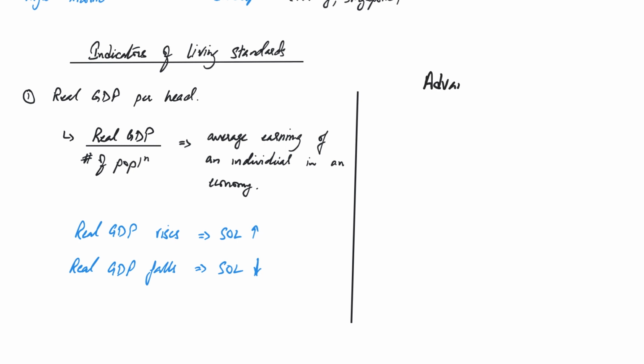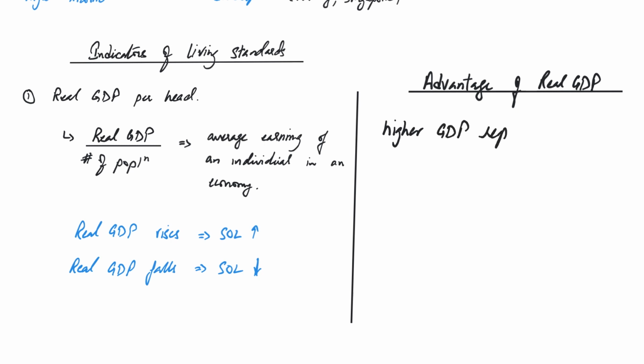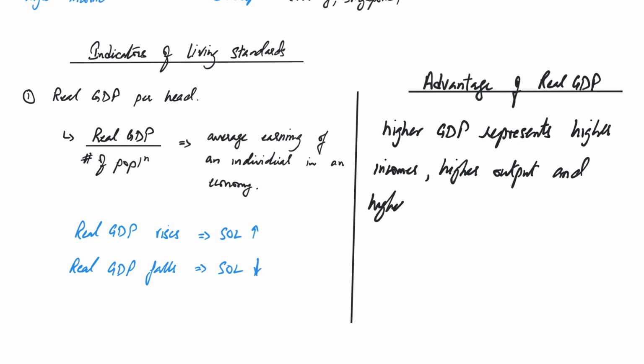So the advantages of measuring living standards through this is higher GDP represents higher incomes, higher output, and higher expenditure. So from the living standard point of view, that's how you do it.